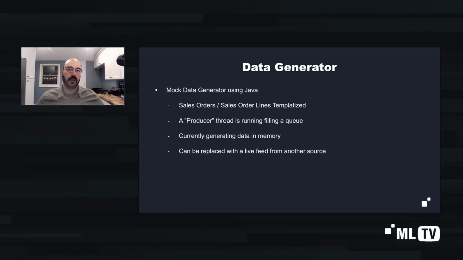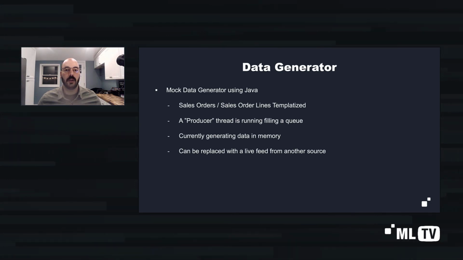Outside of the scope of the MarkLogic SDK, we created a Data Hub data generator. We mock data here for the sales orders and the sales order lines. We templatized this data and randomized the values. This gave a representative set and allowed us to get to the number of records we needed to fill up the queues to produce a real-life scenario. A producer thread was running and filling up a queue. All this was done in memory.